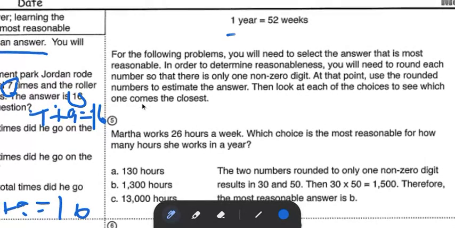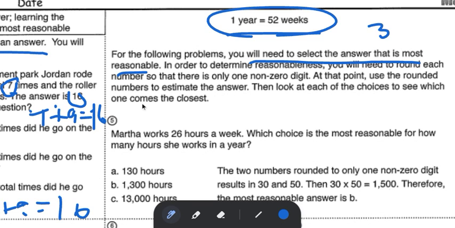1 year is equal to 52 weeks. For the following problems, you will need to select the answer that is the most reasonable. Well, that's all we did there. 1 year is 52 weeks. You got to memorize that. If you can't remember the answer, then you can Google it. Or if you remember that there's 365 days in a year and 7 days in each week, you can do a division problem and your answer is going to be close to 52, to remind you that there are 52 weeks in a year.